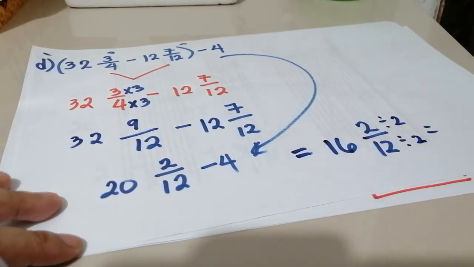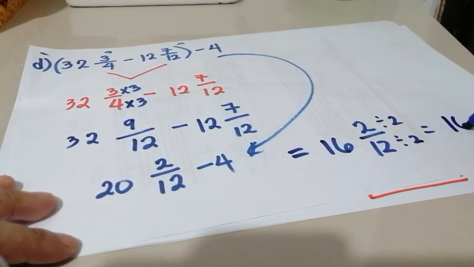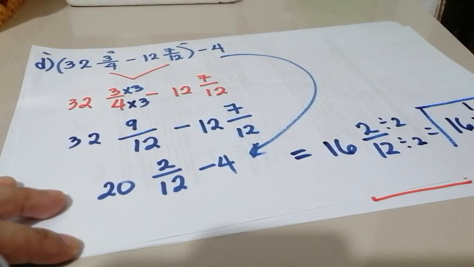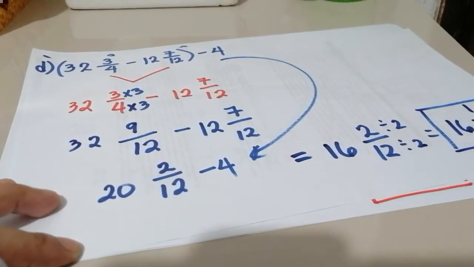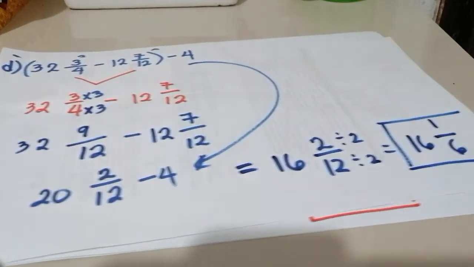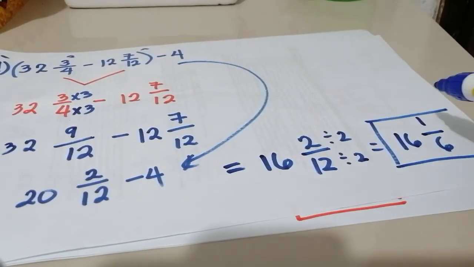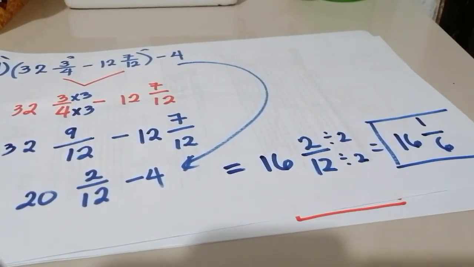Okay, so the final answer here will be 16 and 1/6. So this is the simplified answer of this equation. Okay, it's 16 and 1/6.